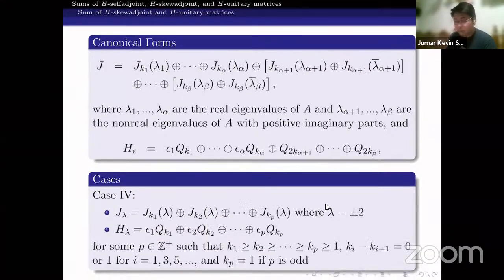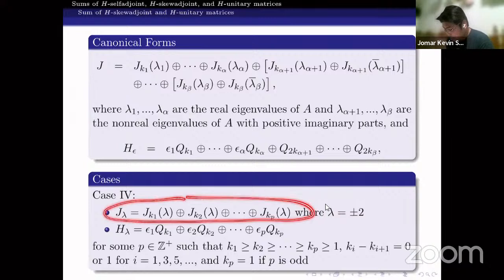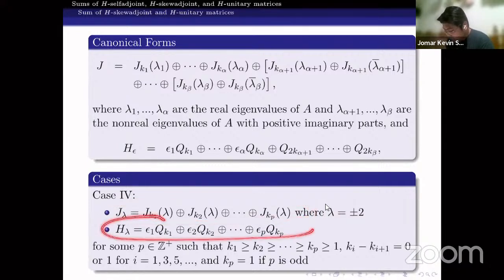And the last, case number 4, when lambda equals plus or minus 2, we consider this as direct sum. Saka ito sa H lambda, ito siya. Wherein, ito yung second condition natin. Dapat decreasing yung mga subscripts. Tapos dapat yung difference ng K sub I and K sub I plus 1, either 0 or 1 lang. And if P is odd, then yung pinakadulong Jordan block dapat 1 by 1 lang. So that's case 4.